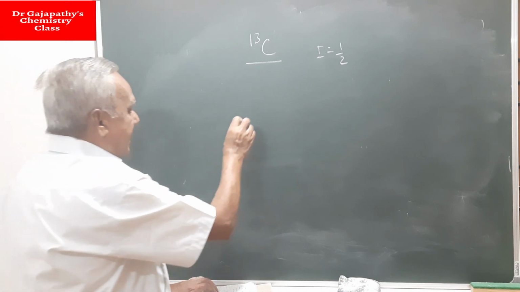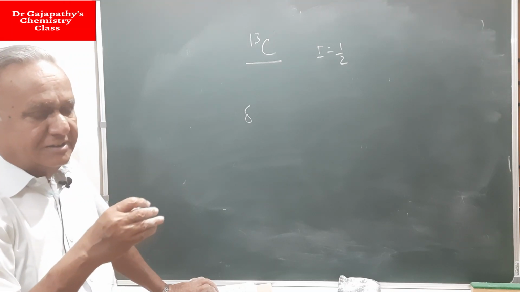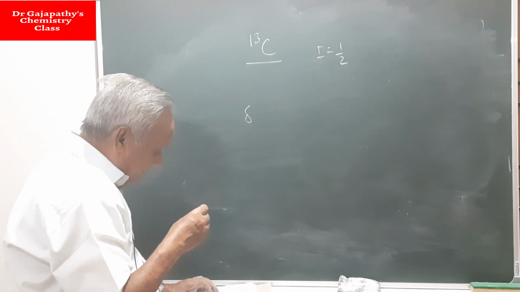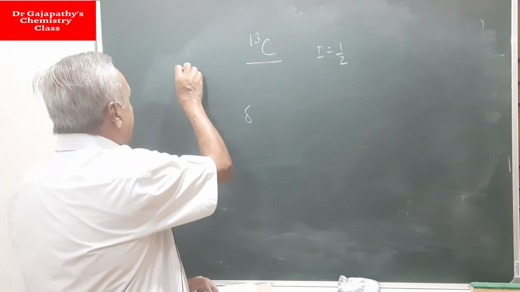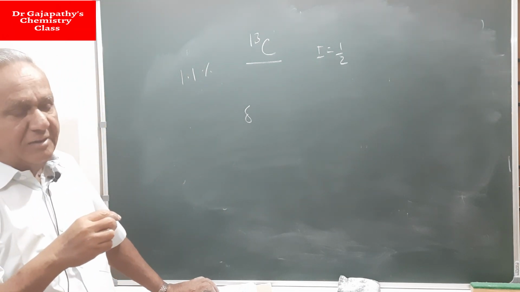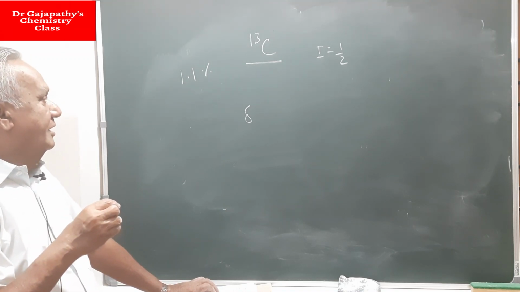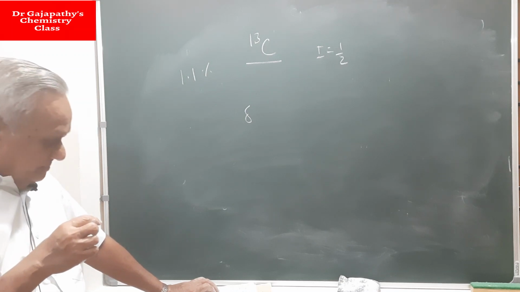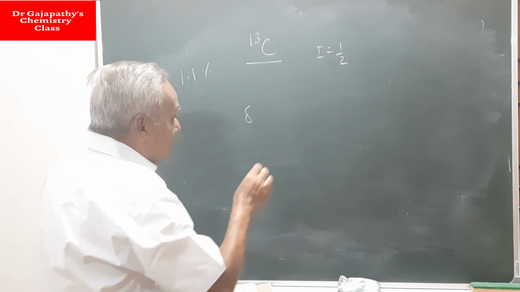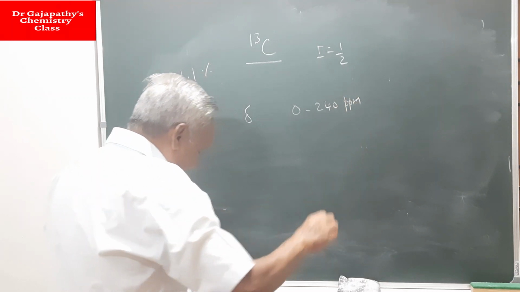And the chemical shift range, in the case of proton NMR, ranges from 0 to 14 ppm. For carbon, the abundance is very, very low, only 1.1%: 98.9% is C12 and only 1.1% is C13. And the chemical shift value varies from 0 to 240 ppm, a very large range.